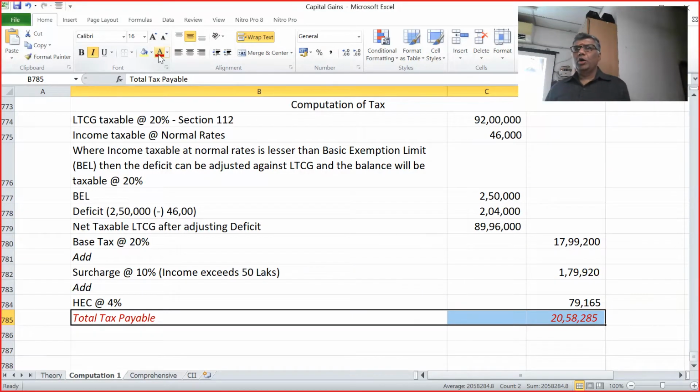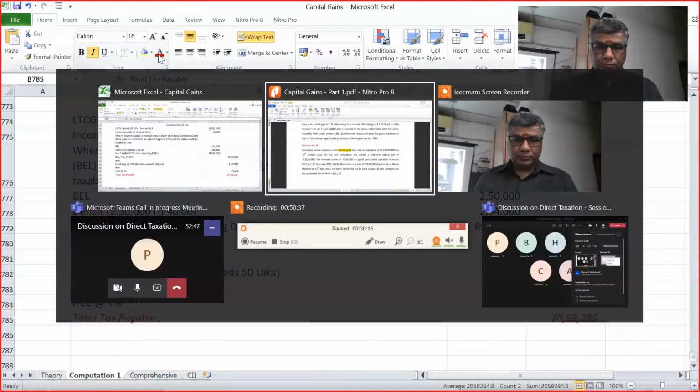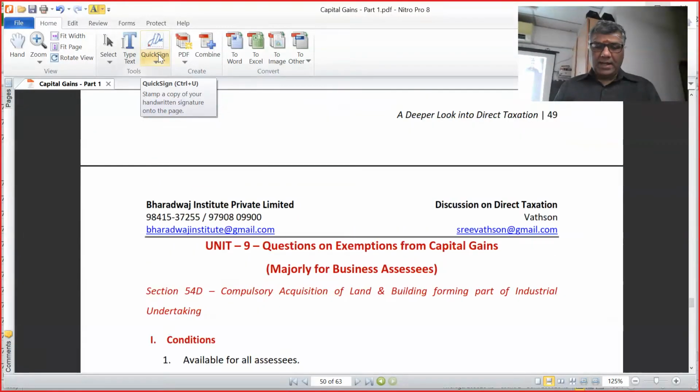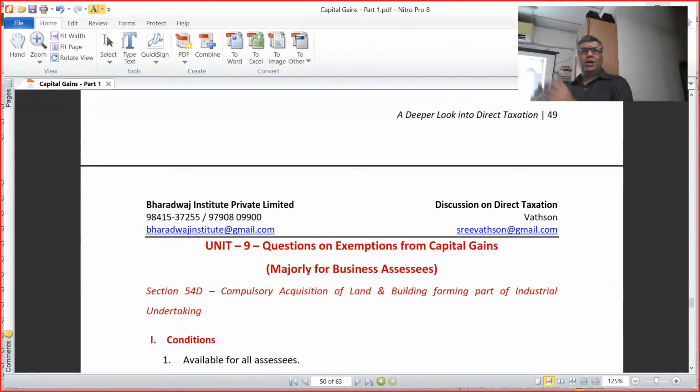Okay. Any doubts? Are you clear? This is how the tax on LTCG has to be computed. Let's move on to the next set of exemptions.